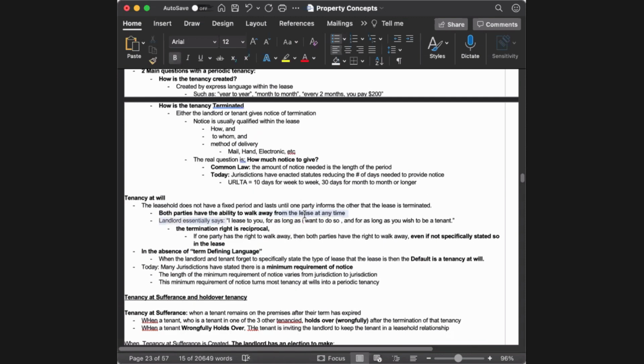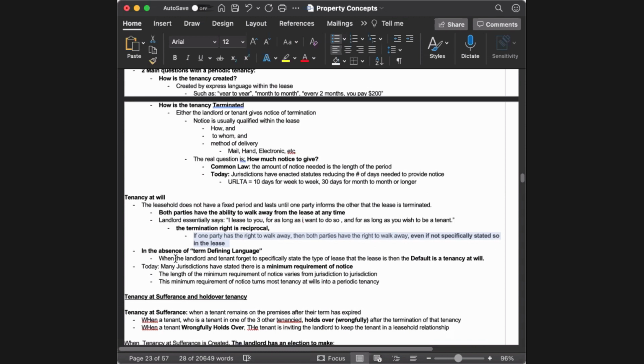The landlord essentially says that they will lease for as long as they want to, and for as long as they wish to have the tenant. The termination right is reciprocal. If one party has the right to walk away, then both parties have the right to walk away, even if it's not specified in the lease. So basically, if one party reserves the right to walk away from the lease, which is always going to be the case, then both parties always have that right to walk away from the lease.